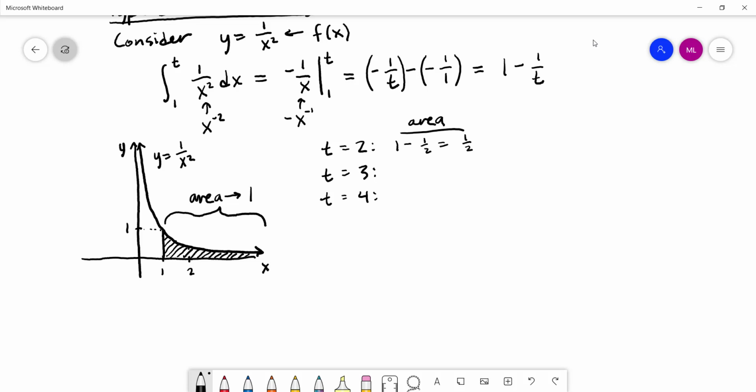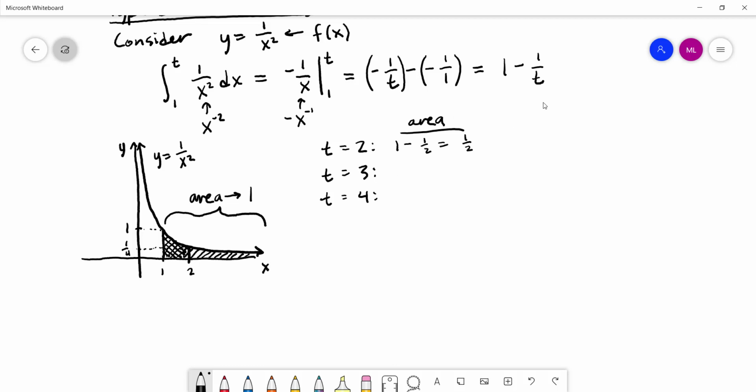If this is the region that I'm looking at, just this region, that area is a half. And we found that by plugging in x equals 2 to evaluate the height of the function. When I plug in x equals 2 to our original function up here, I'll get 1 over 2 squared, which gives a height of 1/4.